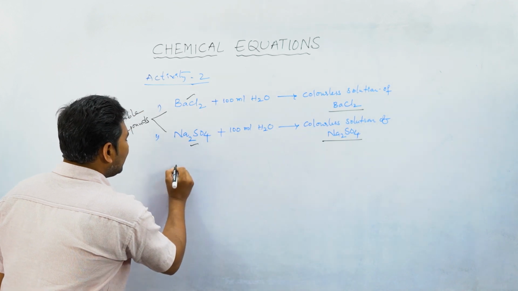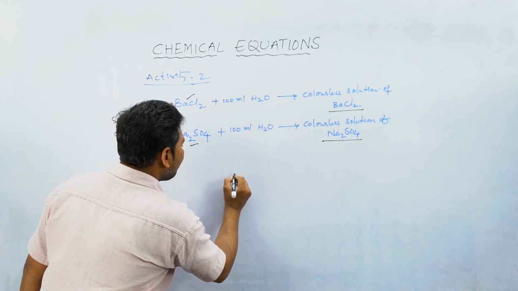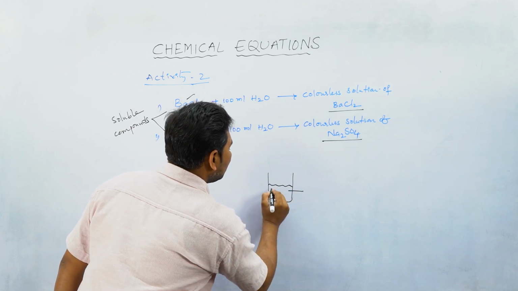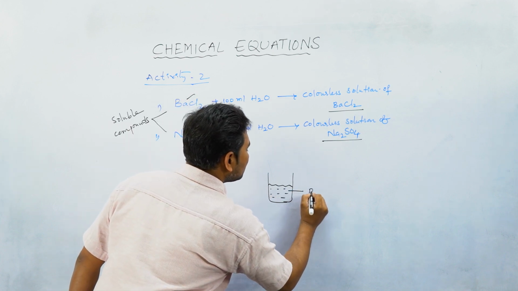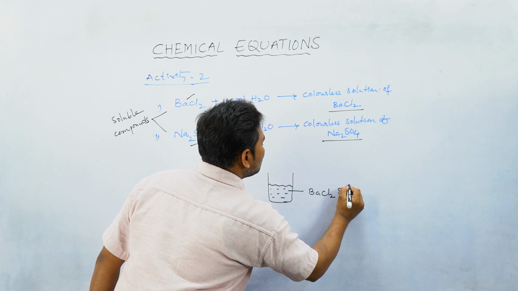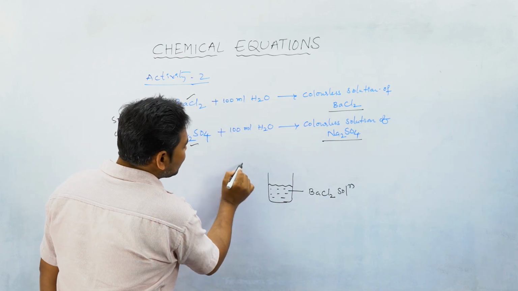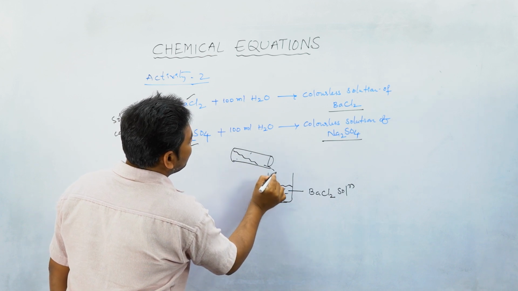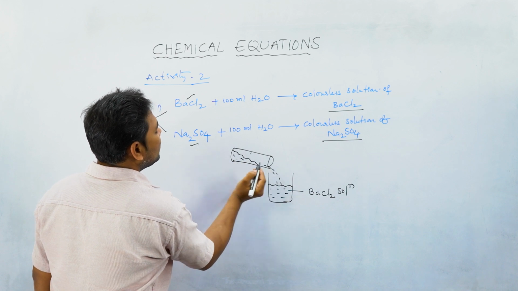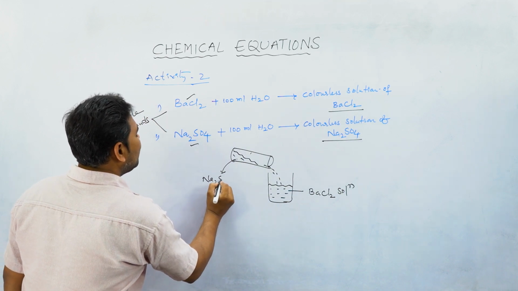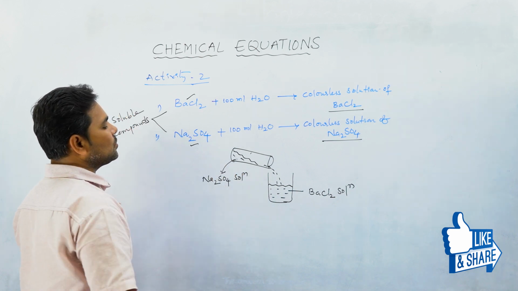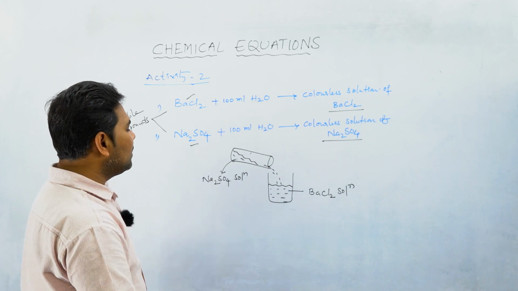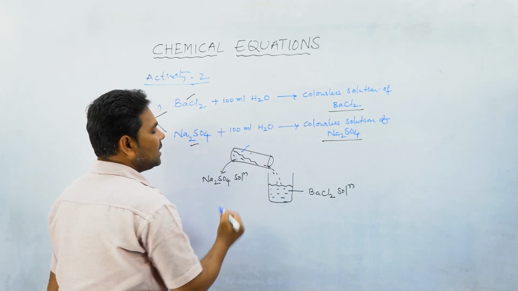Now I take this barium chloride solution in a beaker. Let's say this beaker contains barium chloride solution, and I transfer the other solution into it. This is a sodium sulfate, Na2SO4, solution. When you add these two solutions to each other, immediately we see that, initially it was a colorless solution.